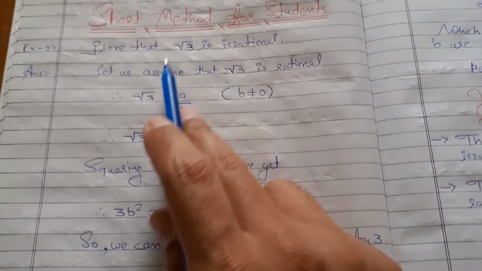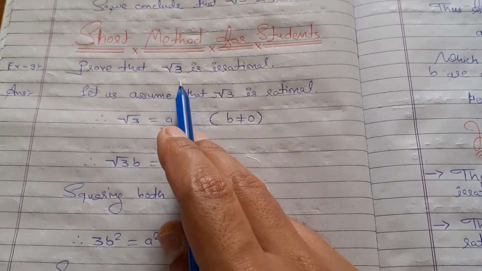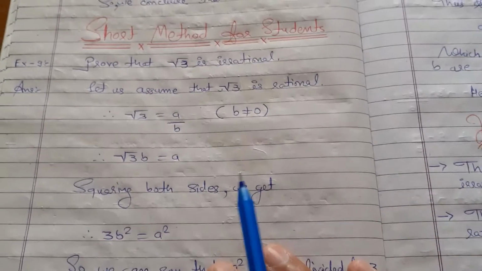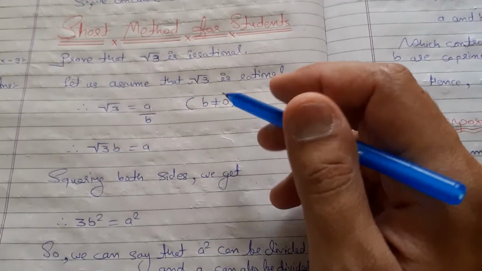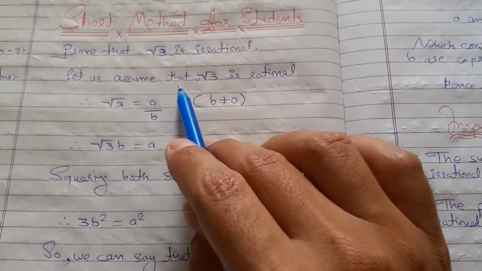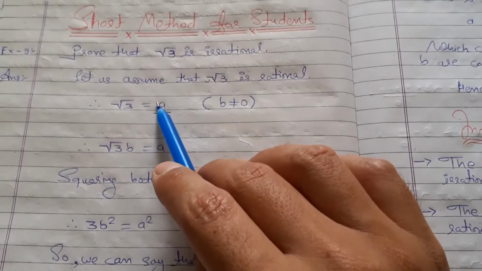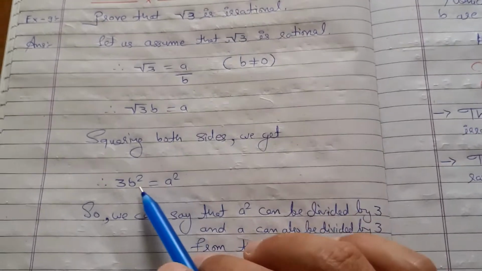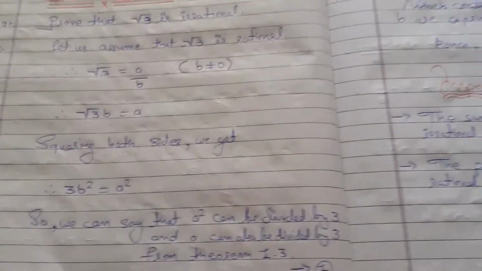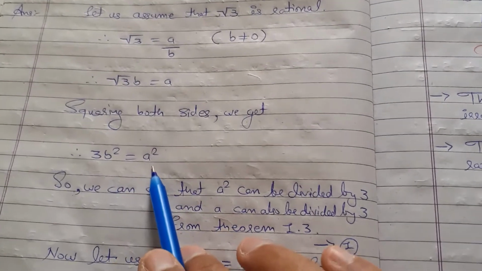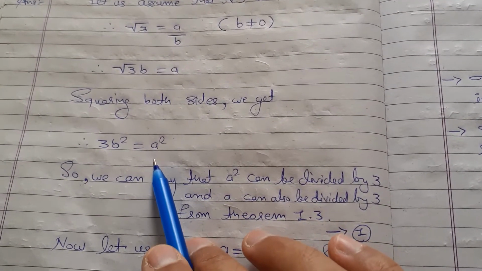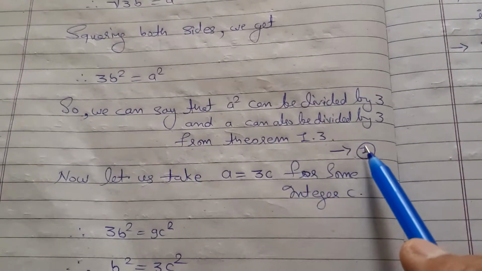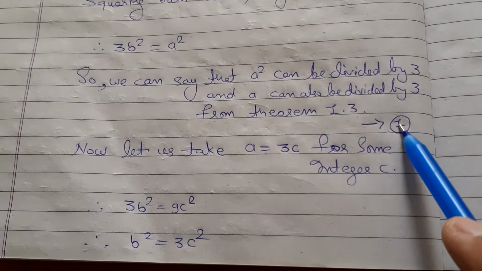The simple method is, if you are asked in the board exam to prove that root 3 is irrational, you can simply write out the method without using many statements. First of all, assume that root 3 is rational. Then root 3 is equal to a by b. Directly multiplying, root 3 into b is equal to a. Squaring both sides, we are getting 3b square is equal to a square. After this you can write that a square is divisible by 3 and a is also divisible by 3 from Theorem 1.3. Give this as result number 1.